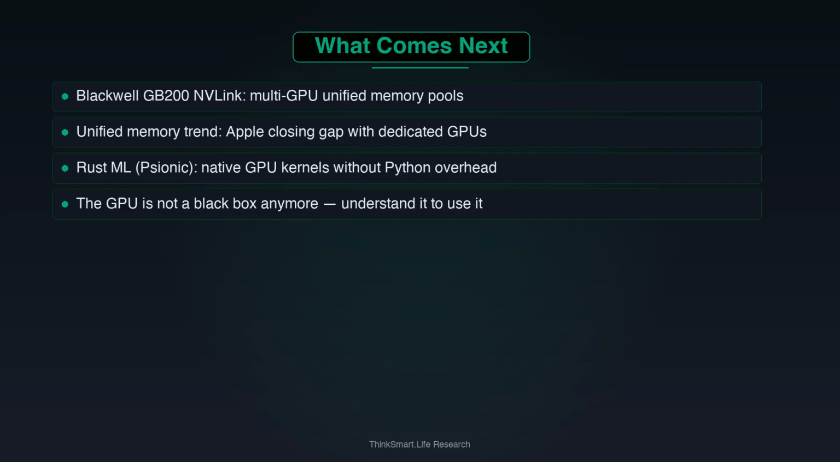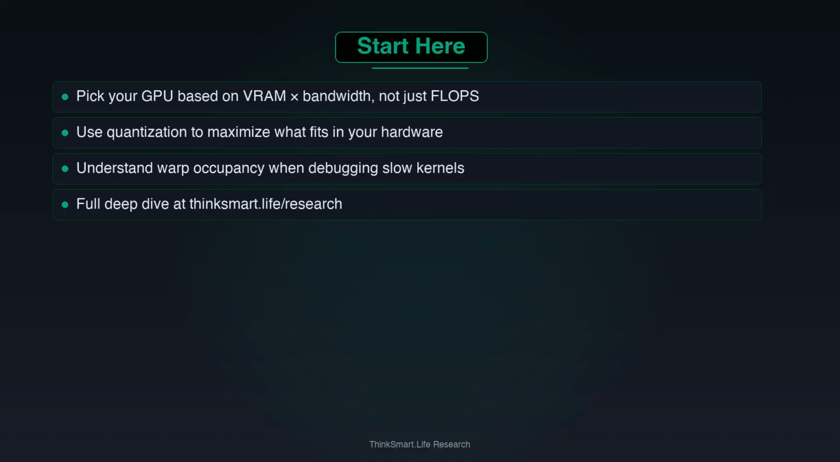GPU architecture is evolving rapidly, driven almost entirely by AI workloads. NVIDIA's Blackwell GB200 NVLink rack connects 72 GPUs into a single unified memory space of 13.5 terabytes at 130 terabytes per second aggregate bandwidth, eliminating the internode bottlenecks that fragment large model deployments today. Apple and NVIDIA are converging on unified memory architectures, with NVLink chip-to-chip connecting Grace CPUs and Blackwell GPUs into coherent memory pools at server scale.